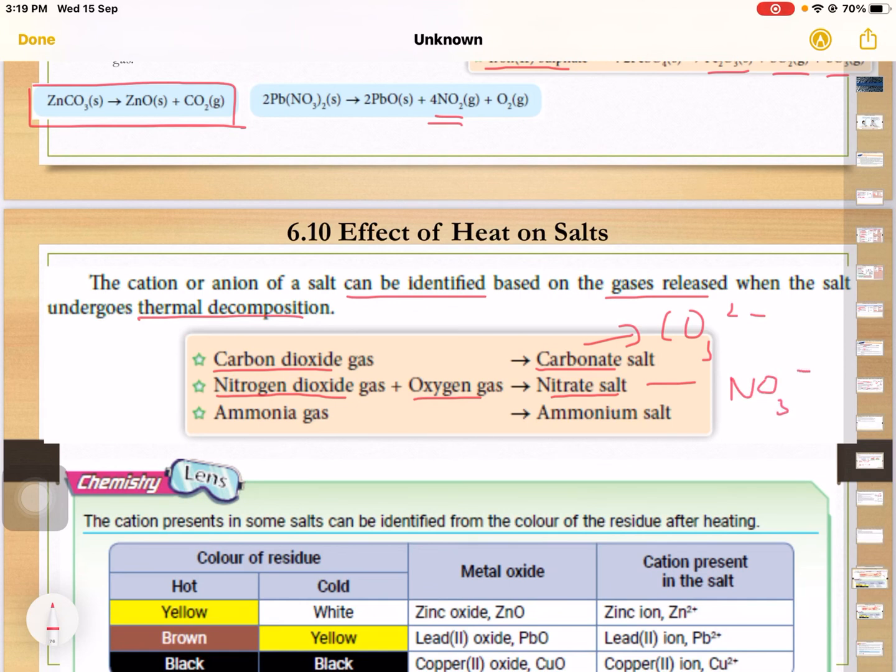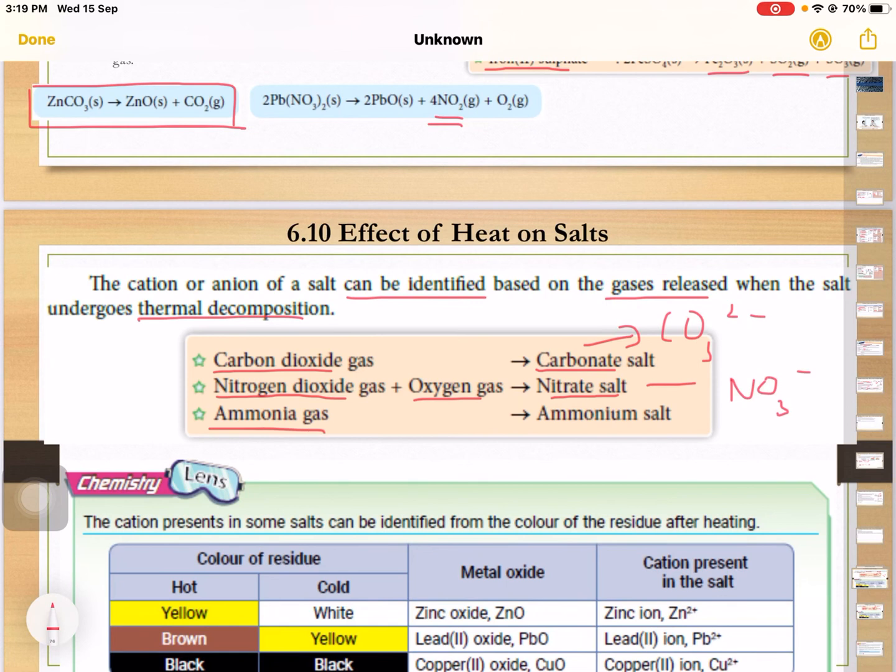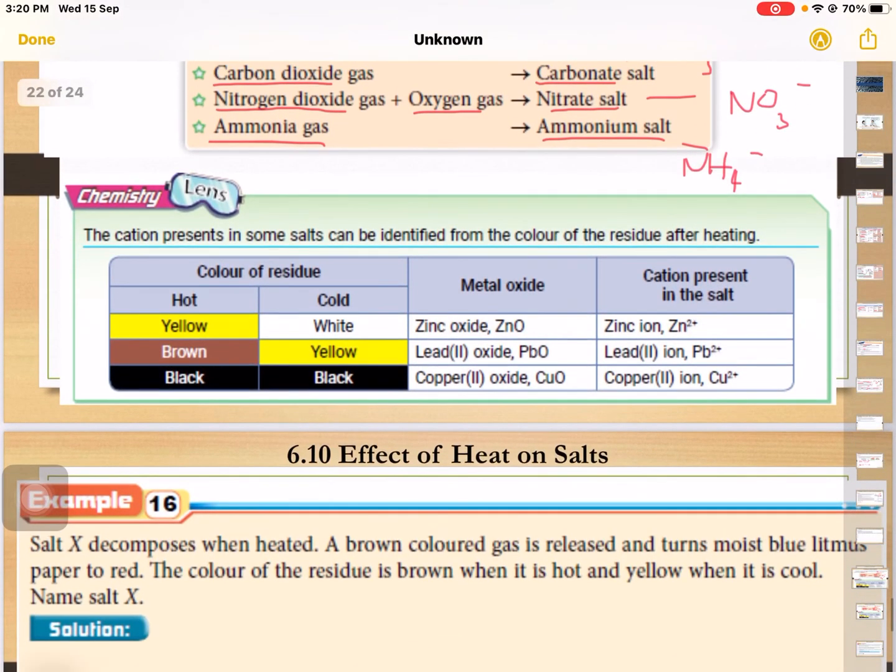Manakala sekiranya kita dapat ammonia gas yang terbebas, maka garam yang kita uji itu adalah ammonium salt dan mengandungi ammonium ion. So ini adalah beberapa cation dan anion yang kita boleh kenal pasti apabila garam itu dipanaskan dan terurai. Okey. So di sini juga untuk cation pula. Sorry, ini NH4+. Okey. Kat sini contohnya lah, color of residue ni selalunya merujuk kepada metal oxide.